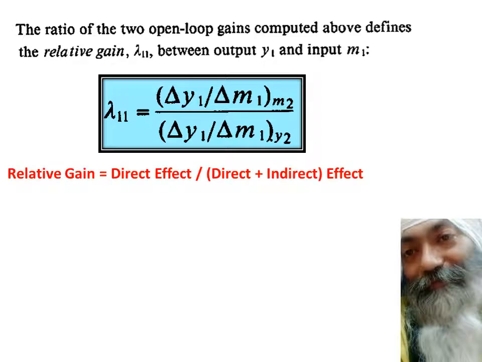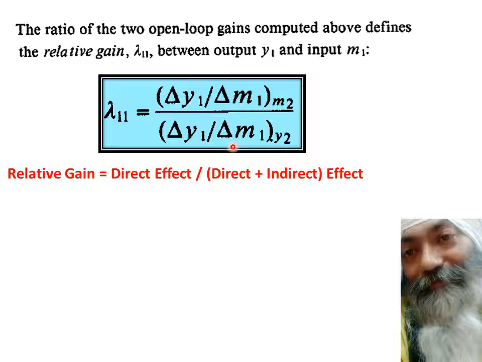Now, just to understand, I told you that this gain was primarily for the direct effect, and the second gain was for direct plus indirect effect, and this indirect effect was on account of interaction. So friends, this is the only thing to be understood in this particular section.